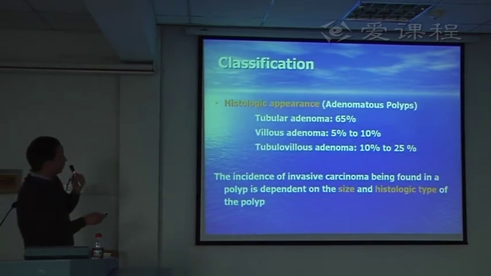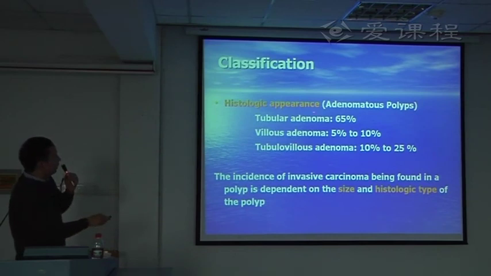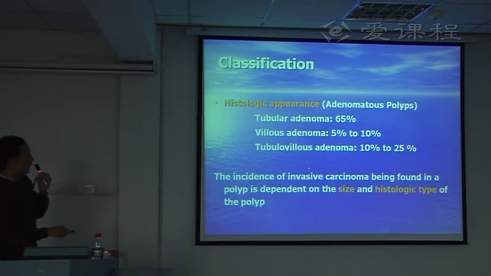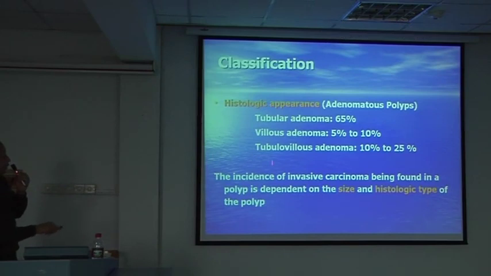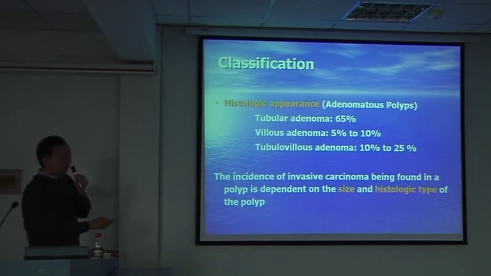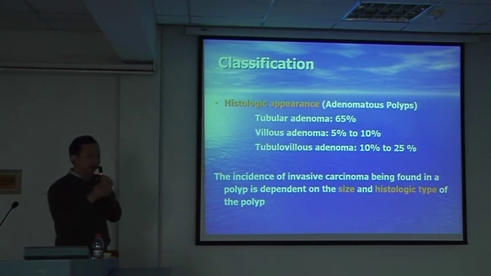So for the polyps, by histological appearance, with the Formosan classification, there are 4. And adenomatous polyps can be divided into three different types: tubular adenoma, 65%, villous adenoma, 5 to 10%, and the tubulovillous adenoma. So the villous adenoma has a higher tendency toward carcinogenesis.